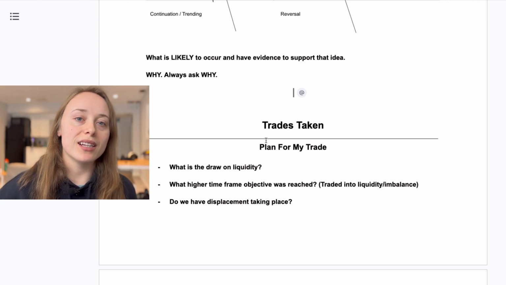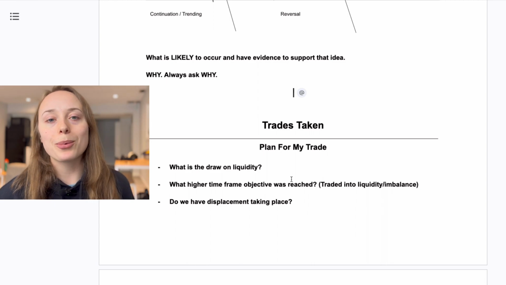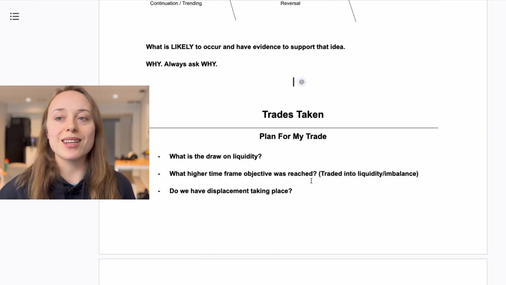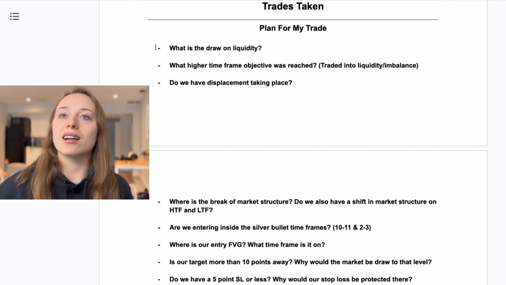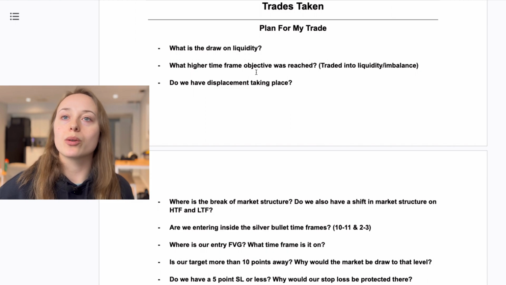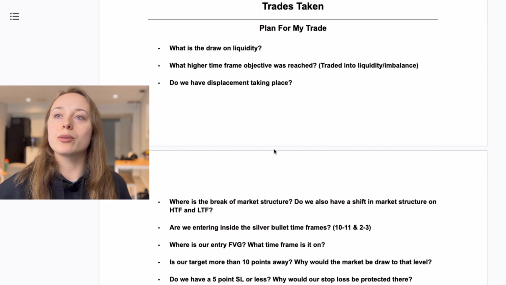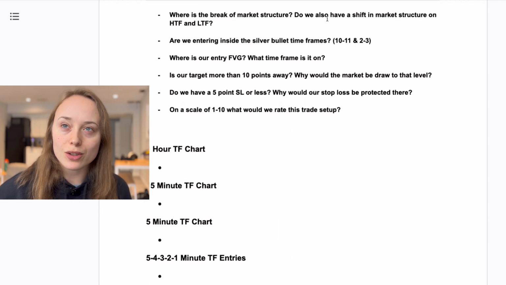Why would a trade take place? What would be the reasoning for that to happen? And just get in depth with it. Now, when I do take my trade, I actually fill this information out afterwards. So what is the draw on liquidity? What higher time frame was reached? Do we have displacement taking place? Where is the break in market structure?